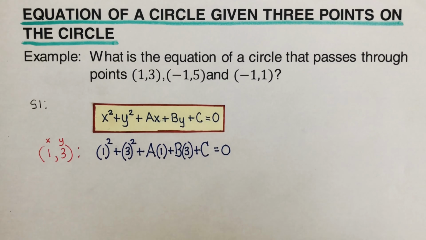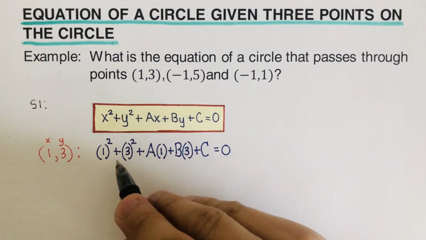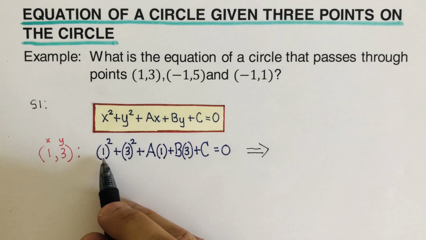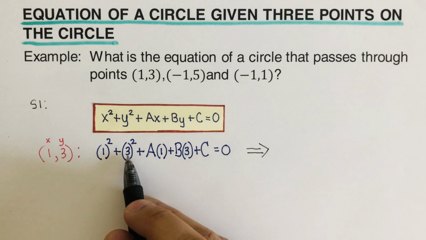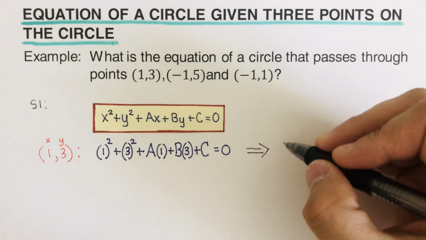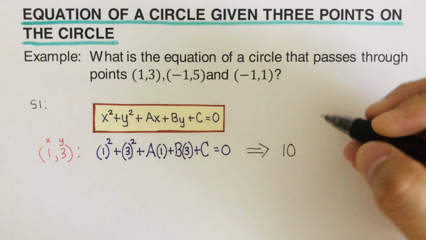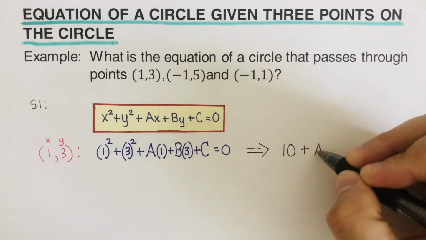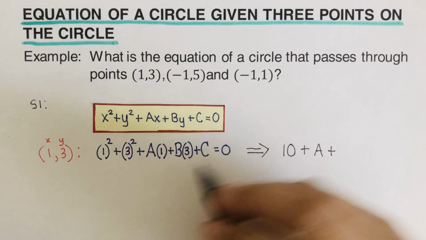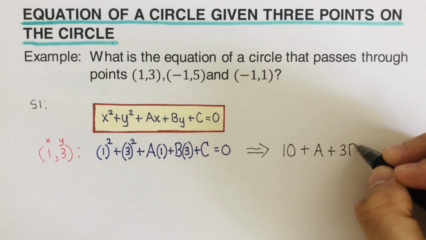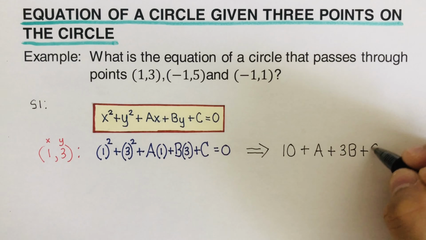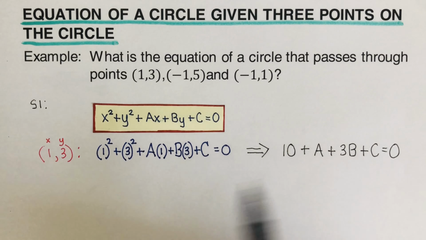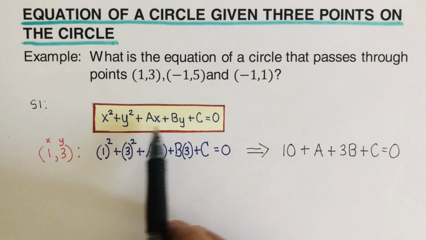Now, we can simplify this by combining these constants that we have here. So I can rewrite this. 1 squared is 1, 3 squared is 9. So 1 plus 9 is 10. So I can write 10, and then plus 1a, or I can just write a. And then that's a plus 3 times b is 3b. And then we have plus c is equal to 0. So this is the simplified equation of the first point when we plug it into the general equation.